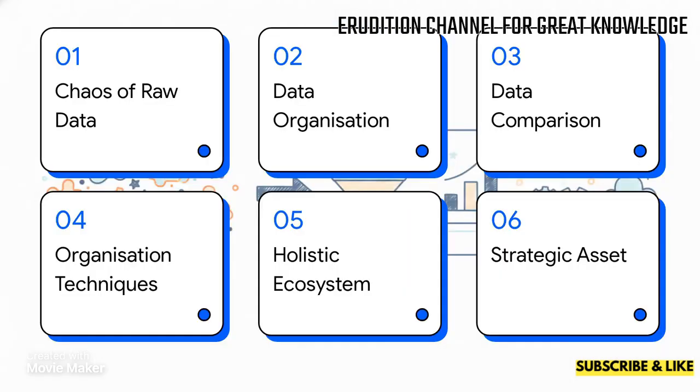Okay, let's dive into this. Here is our roadmap of how we're going to solve the problem of raw data together today. We'll cover 1. The chaos of raw data. 2. Defining data organization. 3. Structured versus unstructured data. 4. Data organization techniques. 5. The holistic data ecosystem. And finally, 6. Data as a strategic asset.